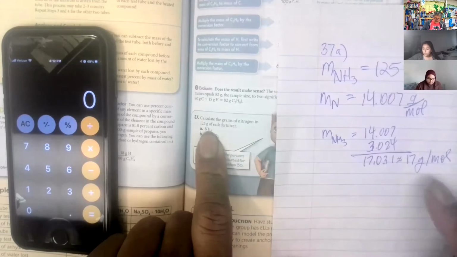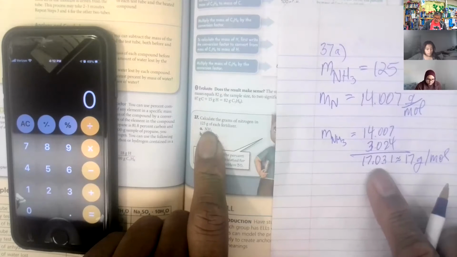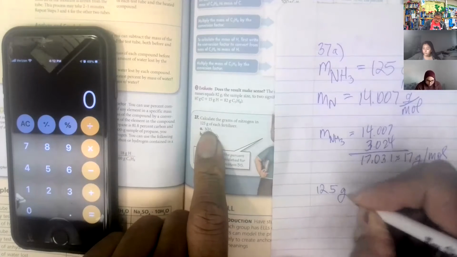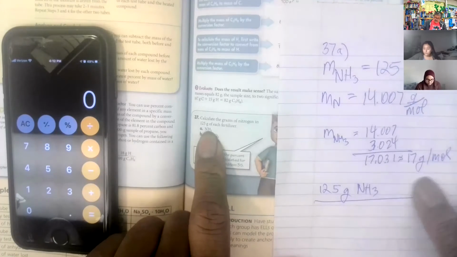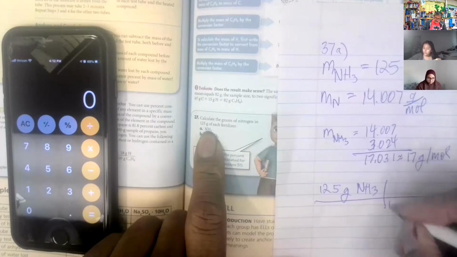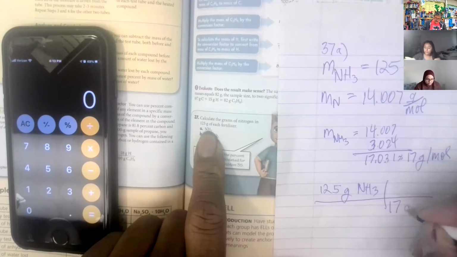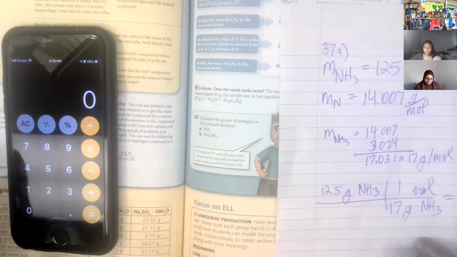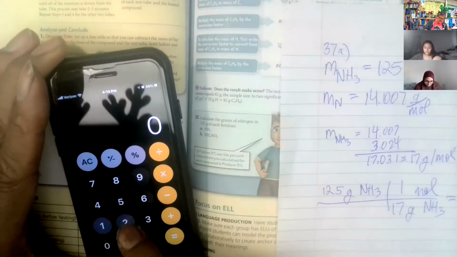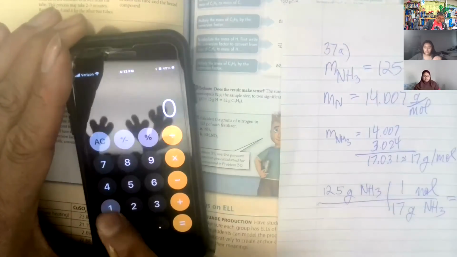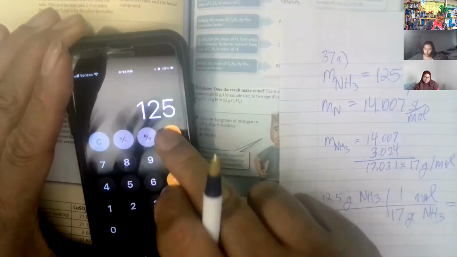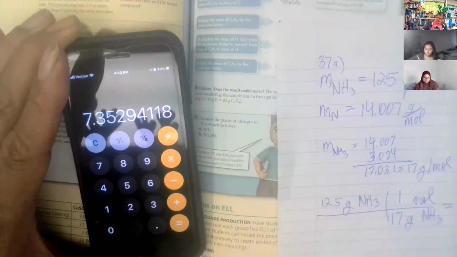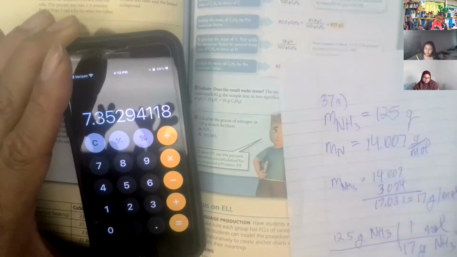And so how many moles do I have? Well, I have 125 grams given of NH3, and I know the molar mass is 17 grams of NH3 per mole. So I'm going to know how many moles of this I have. That's going to be, clear, 125 divided by 17 equals, I have 7.3529 moles of NH3.